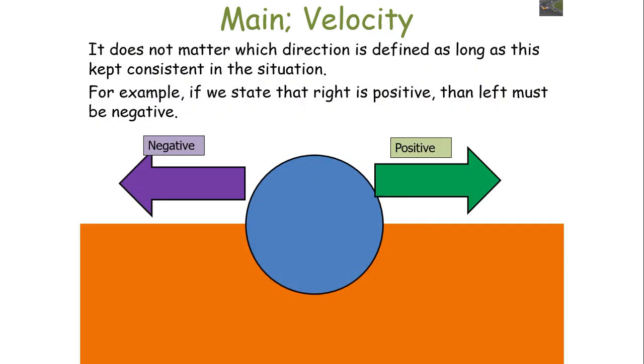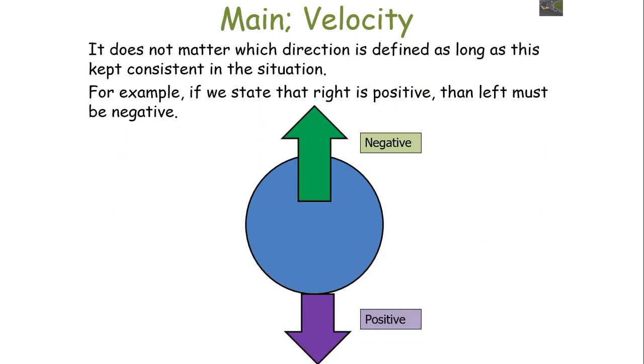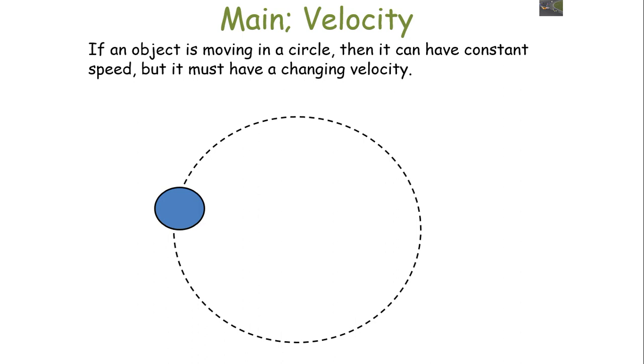So it doesn't matter which direction is defined as a positive as long as the opposite is a negative. So if we define going to the right as a positive, well, going to the left must be a negative. If we define going to the left as a positive, going right must be a negative. If we define going up as a negative, well, down must be positive. So that is an important idea in terms of velocity.